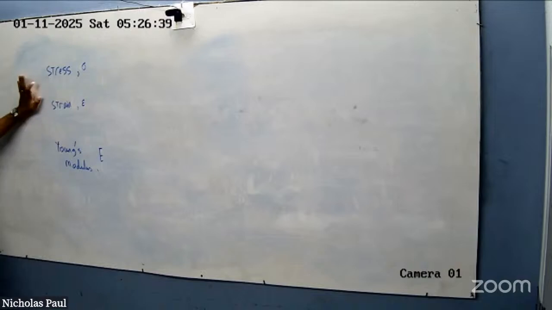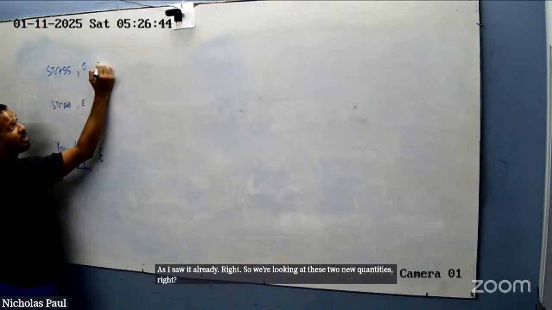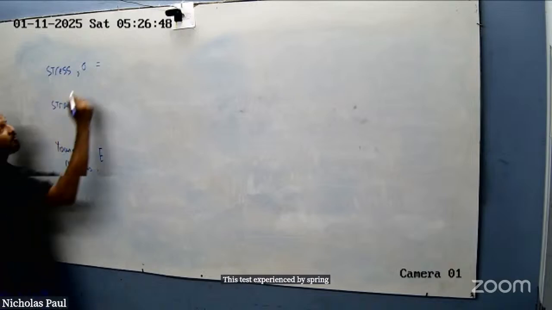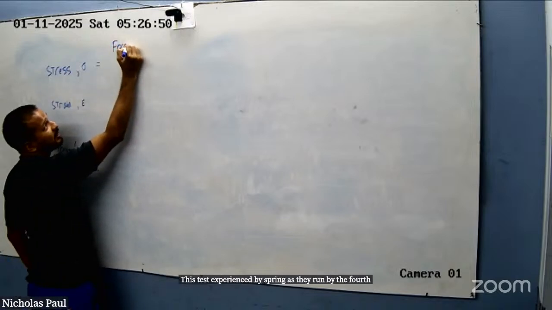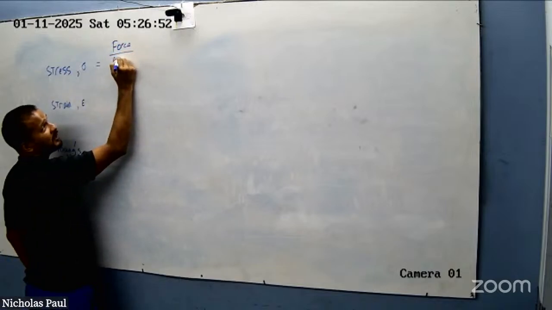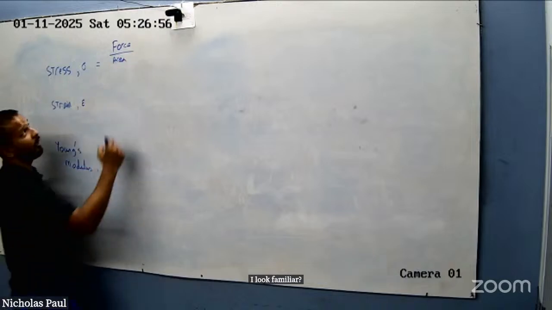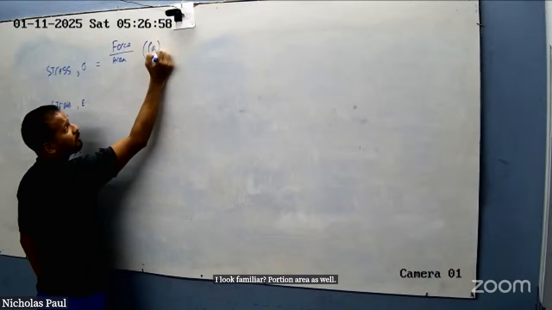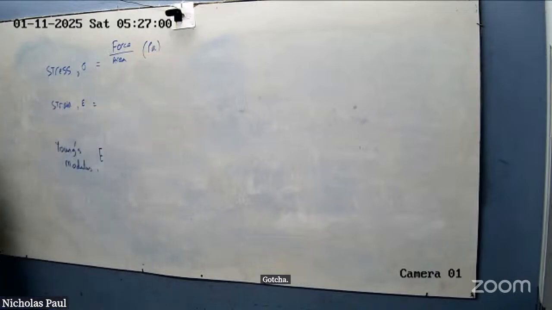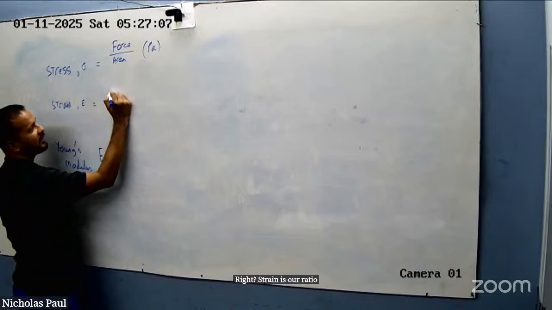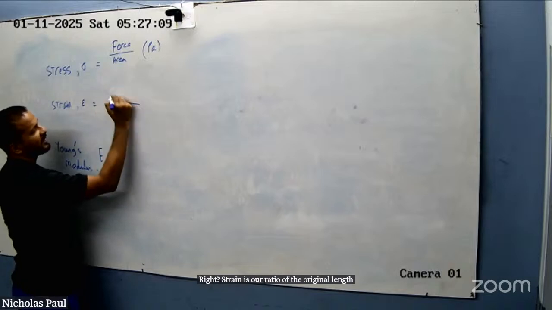So we're looking at these three new quantities. The stress experienced by the spring is given by the force acting per unit area. Are you familiar? Force on area is what? Pressure. Strain is a ratio of the extension to the original length.